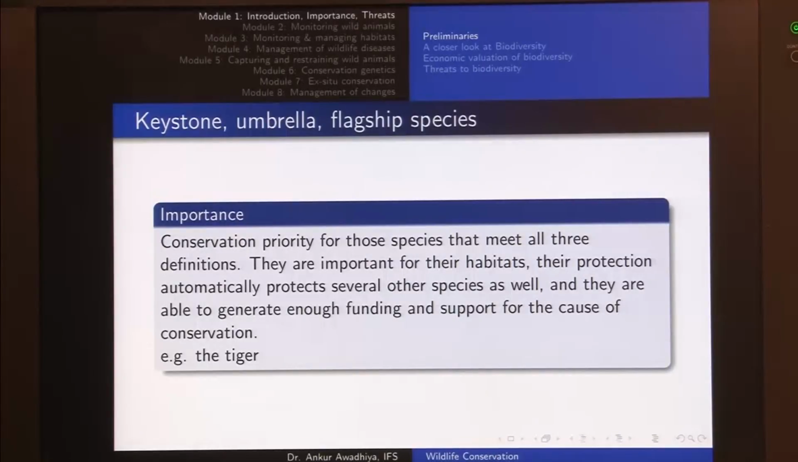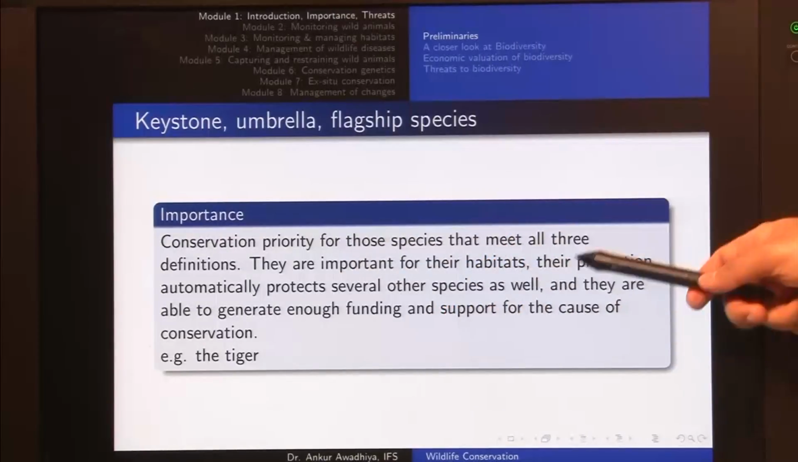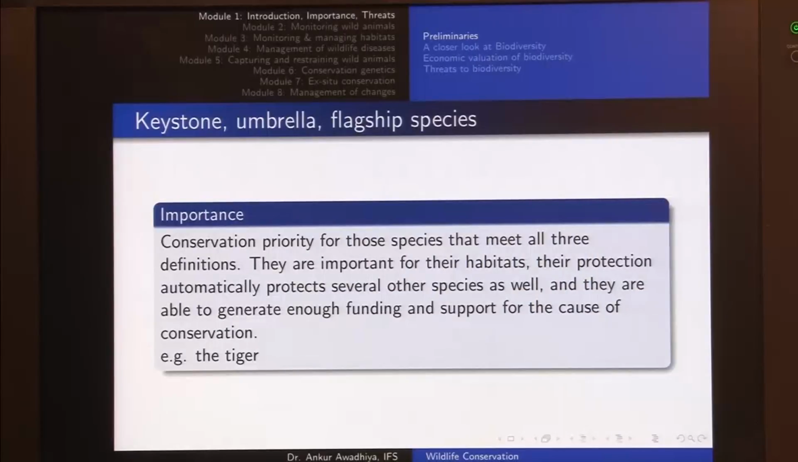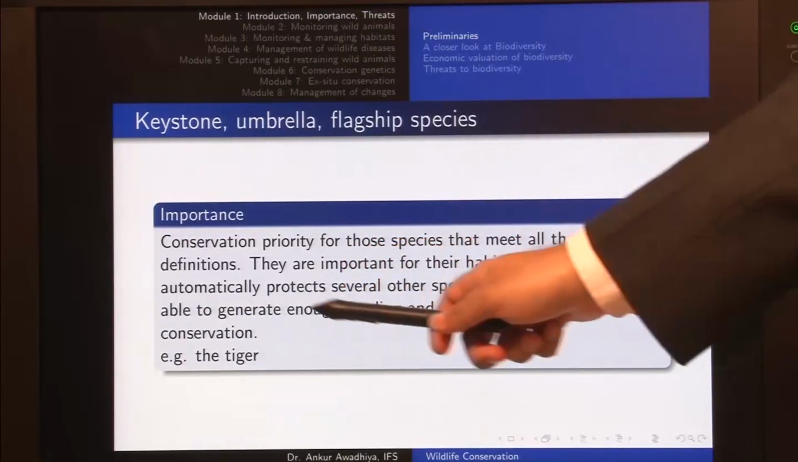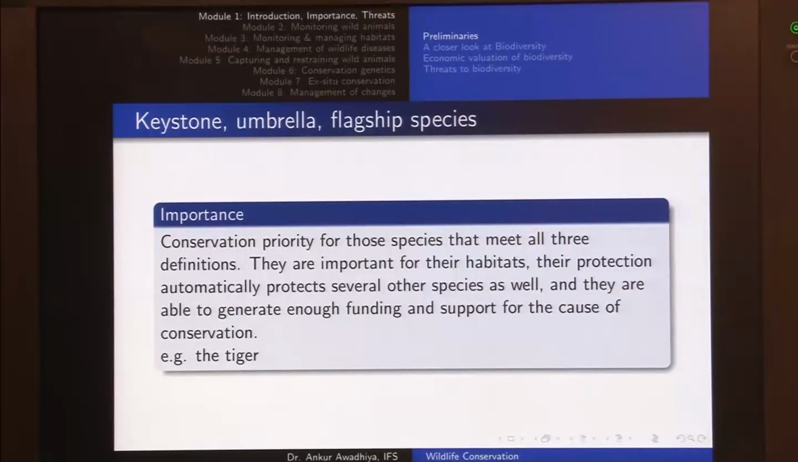For example, the tiger. Now in the case of the tiger, it is a keystone species because it is playing a very important role in its habitat. If you remove the tiger, the whole of the ecosystem will collapse down. Also, it is an umbrella species. It has a very large aerial requirement, and if you protect the tiger, then its protection will automatically protect several other species that are there in the same forest.